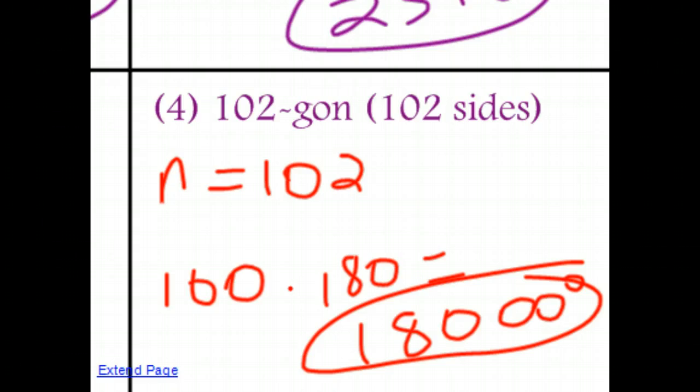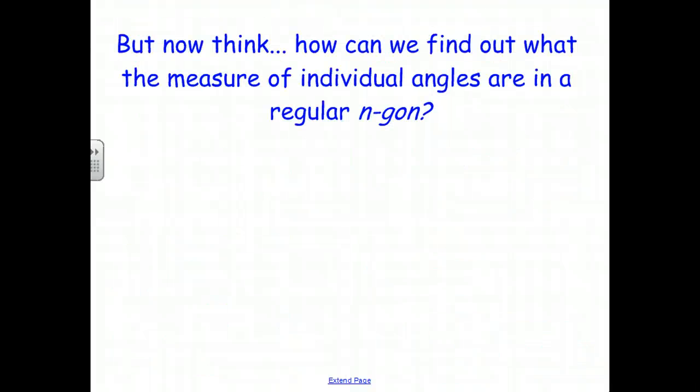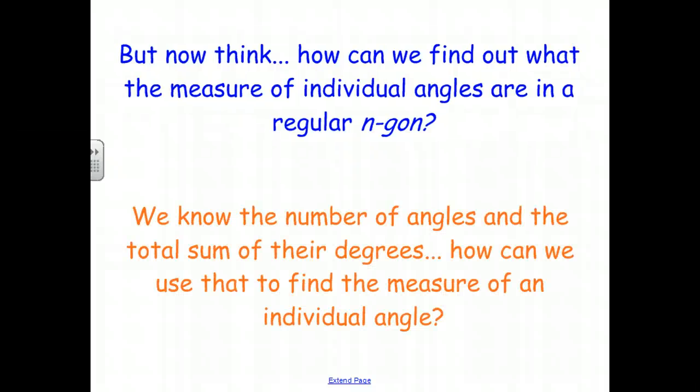And so that leaves us with another question: if we know the number of degrees in a regular polygon, can we find the measure of individual angles in that polygon? And if we can, how can we find it? We know the number of angles, and we know the total sum of the degrees. So how can we use that information to find the measure of an individual angle? And as a quick review, the sum of the angles in any regular polygon is just n minus 2, where n is the number of sides, times 180.